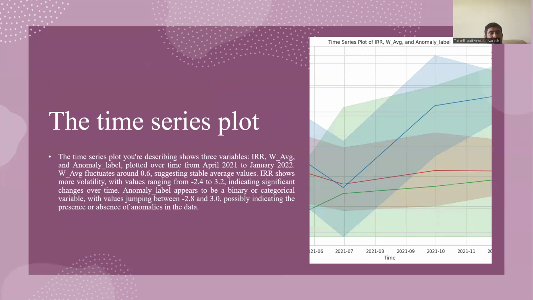The time series plot shows three variables, IRR, W average, and anomaly label, plotted over time from April 2021 to January 2022. W average fluctuates around 0.6, suggesting stable average values. IRR shows more volatility with values ranging from -2.4 to 3.2, indicating significant changes over time. Anomaly label appears to be a binary or categorical variable with values jumping between -2.8 and 3.0, possibly indicating the presence of anomalies in the data.